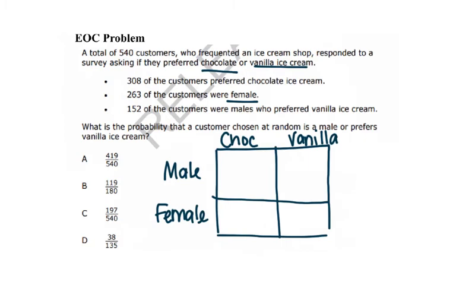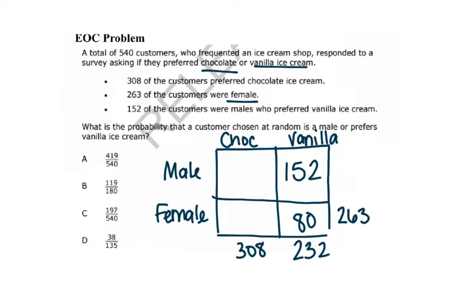Alright, so we know that there are 152 people who are male who prefer vanilla. I know that there are 308 people who like chocolate in total. There were 540 altogether. So if I do 540 minus 308, I know that 232 like vanilla. I know out of that 232, 152 of them were male. So if I do 232 minus 152, I get that 80 are female and they like vanilla.